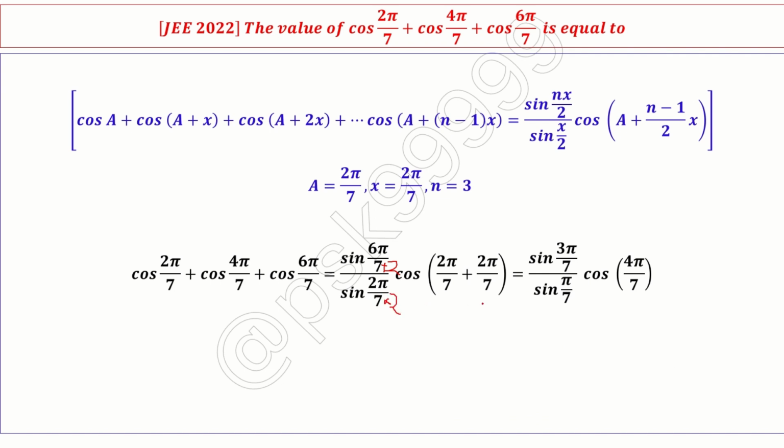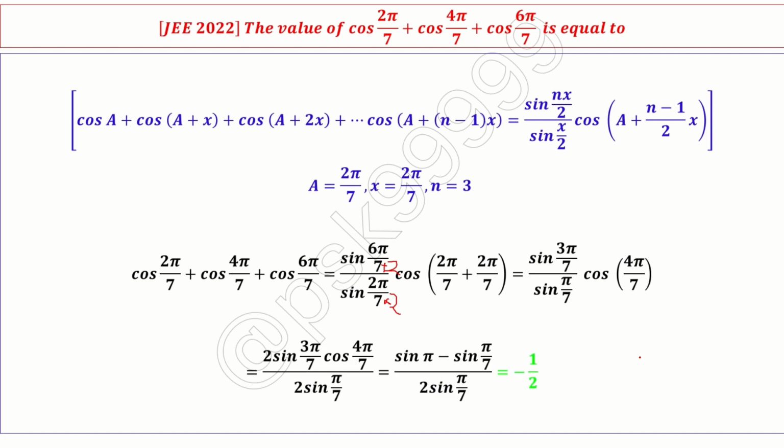Okay, so this will become sine 3 pi by 7 into sine pi by 7 into cos 4 pi by 7. Now you multiply the numerator and denominator with 2. Then you can apply the formula here, which is sine a plus b minus sine a minus b. So if you apply it, we get sine pi minus sine pi by 7 divided by 2 sine pi by 7. Sine pi, we know it is 0. So this value will become minus half.